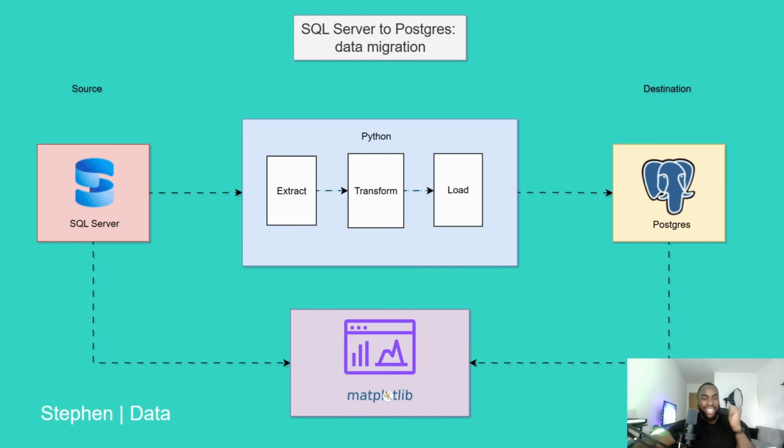So we want to get the data from SQL Server, transform it to match Postgres' format, and load it into our destination, which is Postgres. And we're also going to validate the data before and after the migration, just so that we know that the data looks correct at each stage. And we're going to visualize our results to show our stakeholders whether it's safe or not to run the same migration in the production environment.